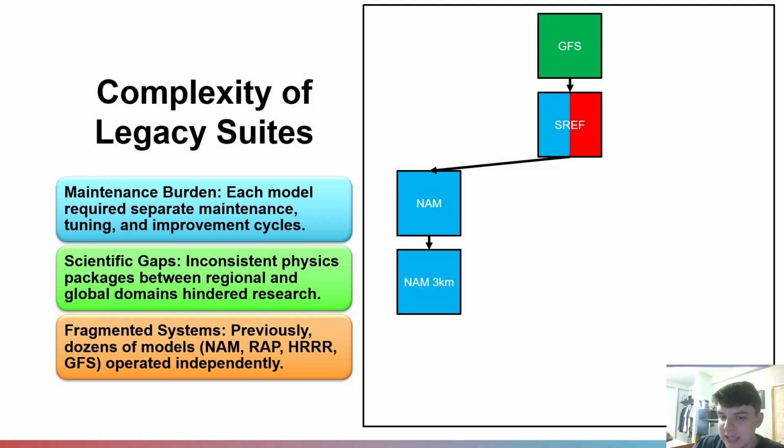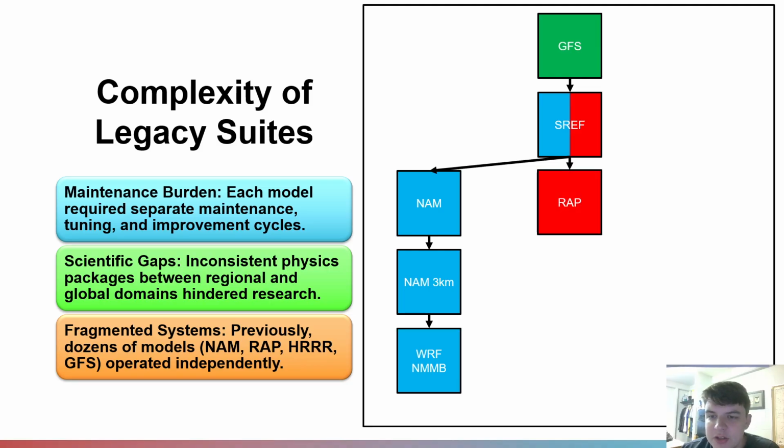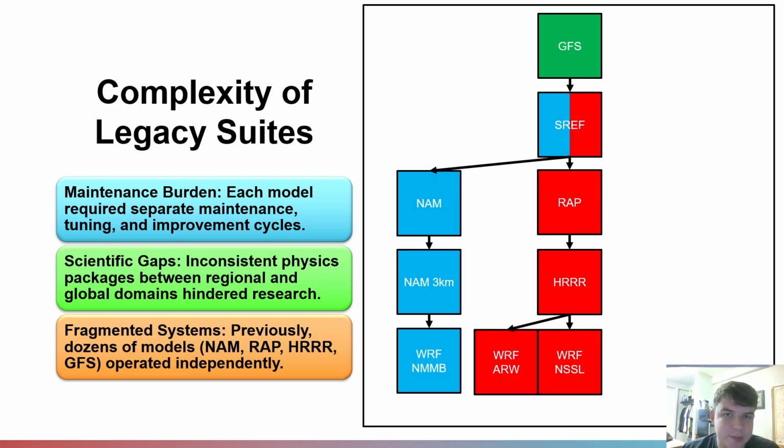And then we have the NAM 3 kilometer. That's the high resolution version of the NAM. And then we have an experimental WRF NNMB that are currently run. All of these are on the NNMB framework within WRF, the Weather Research Forecast Model. So then we have the RAP. This is on the ARW dynamical core with its high resolution counterpart, the HRRR. And from there, we have two experimental models, the WRF ARW and the WRF NSSL. So, for now, the blue is NNMB. The red is ARW.